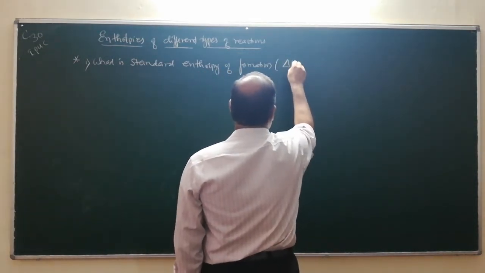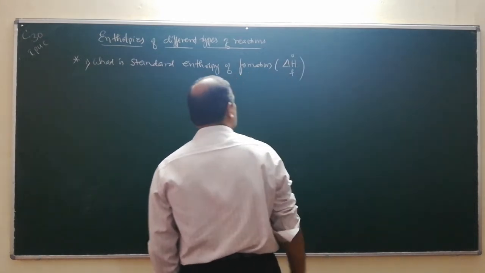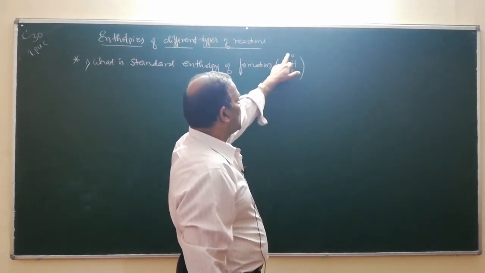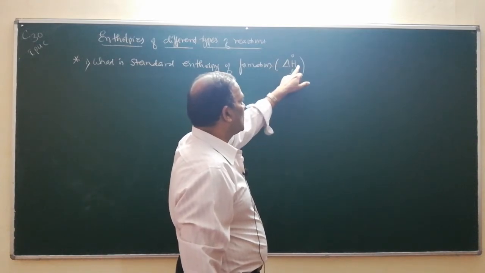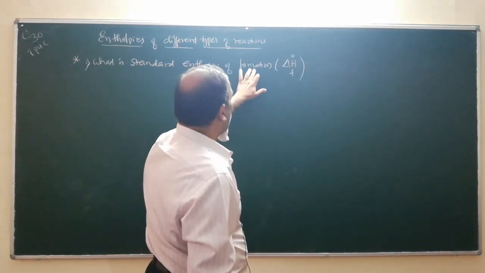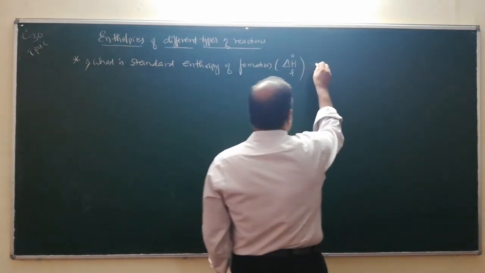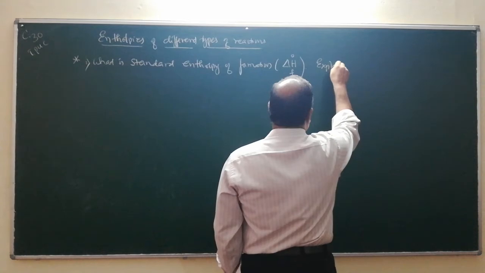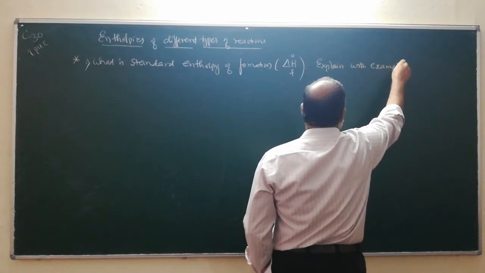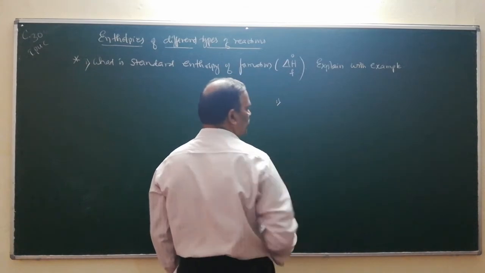Standard enthalpy of formation is denoted as delta H naught F. F means formation, delta H means enthalpy of reaction, and naught means standard enthalpy change of formation. Explain with an example. I will give you the examples first.